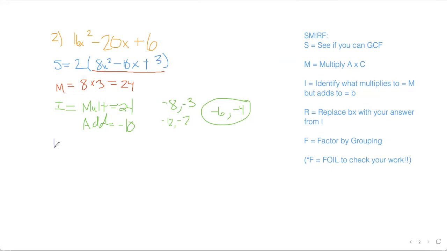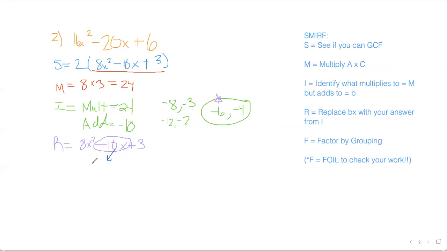Okay, now step R is to rewrite. Rewrite and replace your bx with your answer from I. So remember, I'm using the 8x squared minus 10x plus 3. I'm replacing the negative 10x with my negative 6 and negative 4, and they need x's in front of them. I'm just splitting this negative 10x into these 2 numbers.